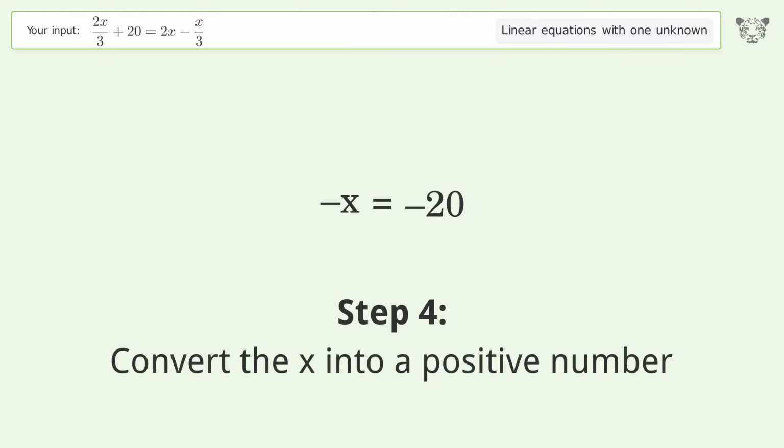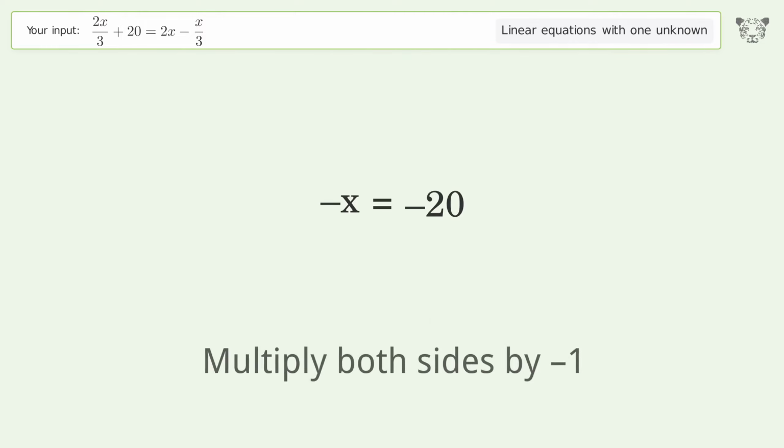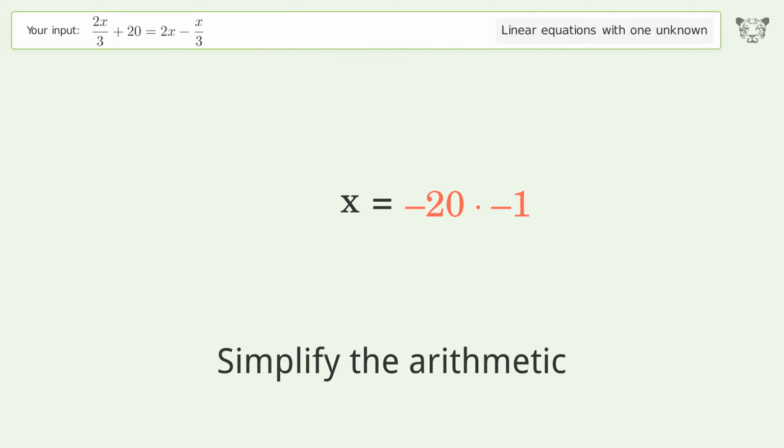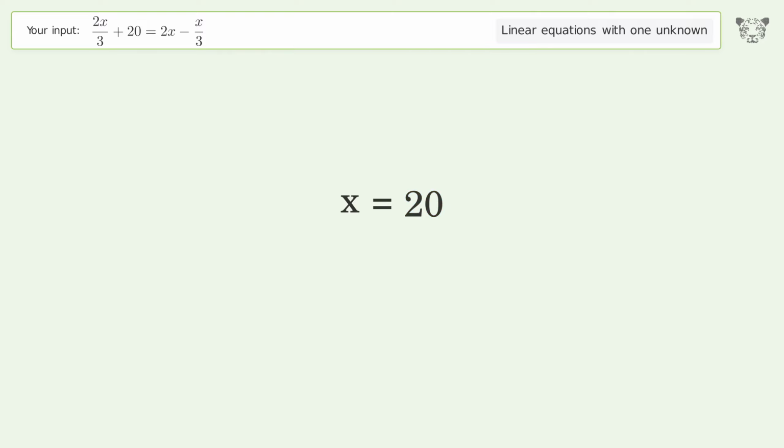Convert the x into a positive number. Multiply both sides by -1. Remove the ones. Simplify the arithmetic. And so the final result is x equals 20.